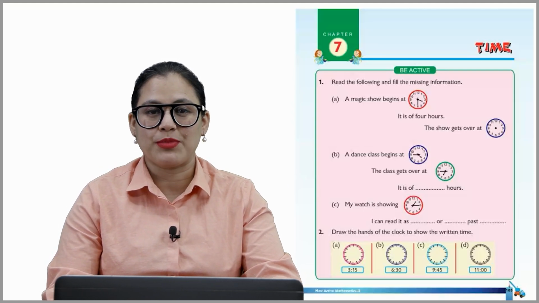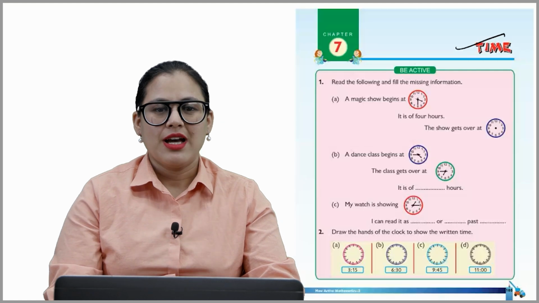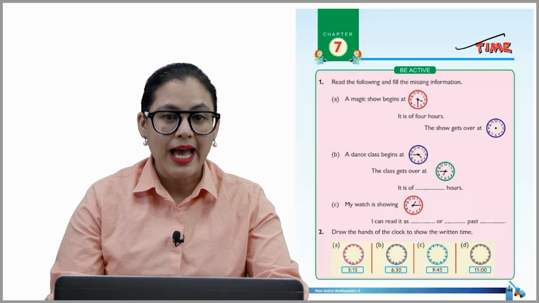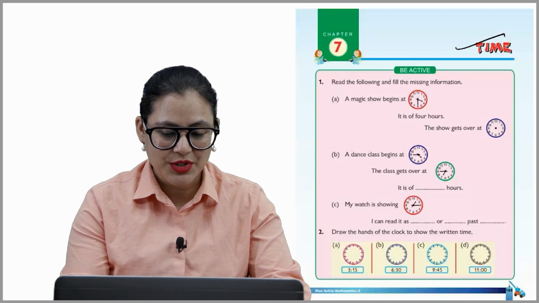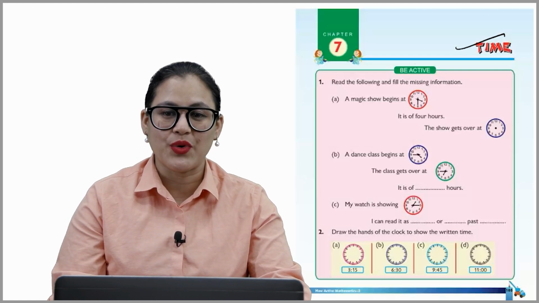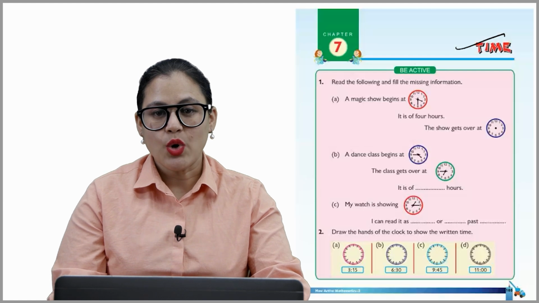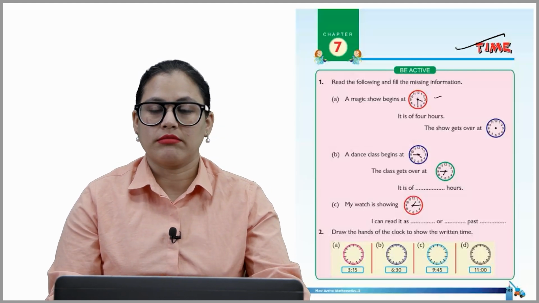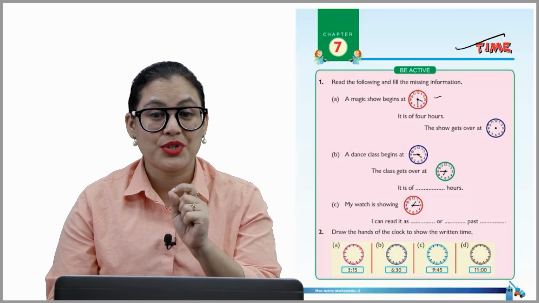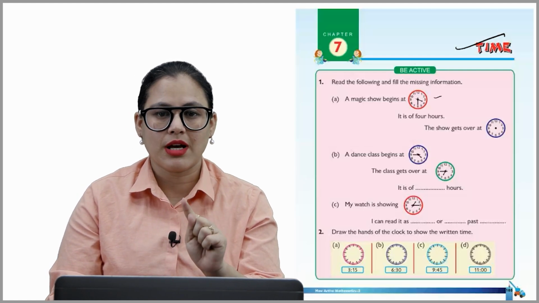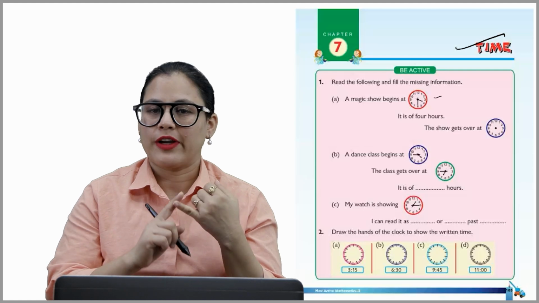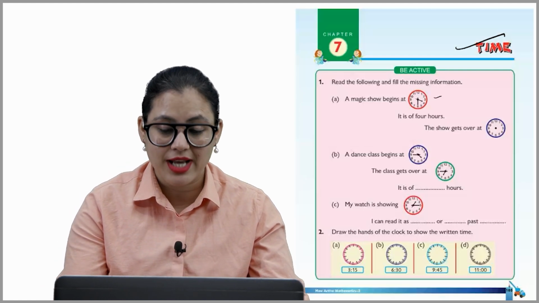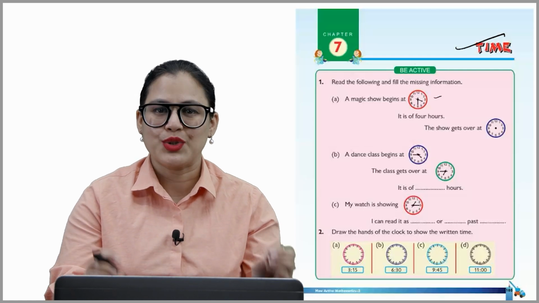Let's start today's chapter, time. Read the following and fill the missing information. A magic show begins at 4:30, and it is of 4 hours. Now, the show gets over at... it starts at 4:30, 5:30, 6:30, 7:30, 8:30. Okay, now the show gets over at 8:30. You have to draw the two hands, okay.